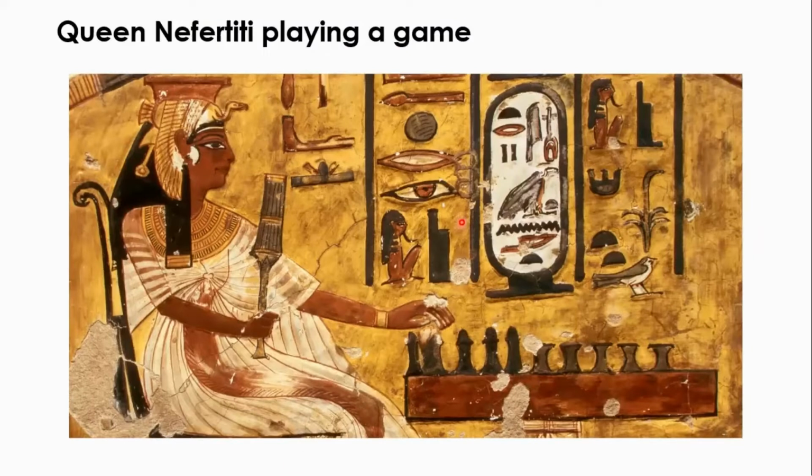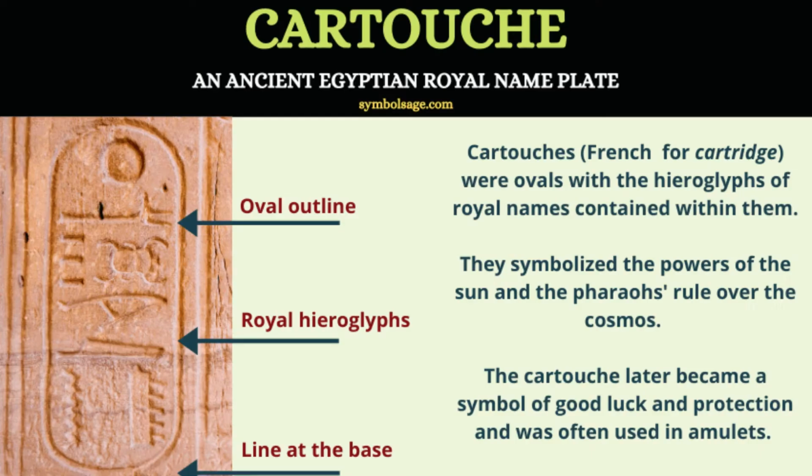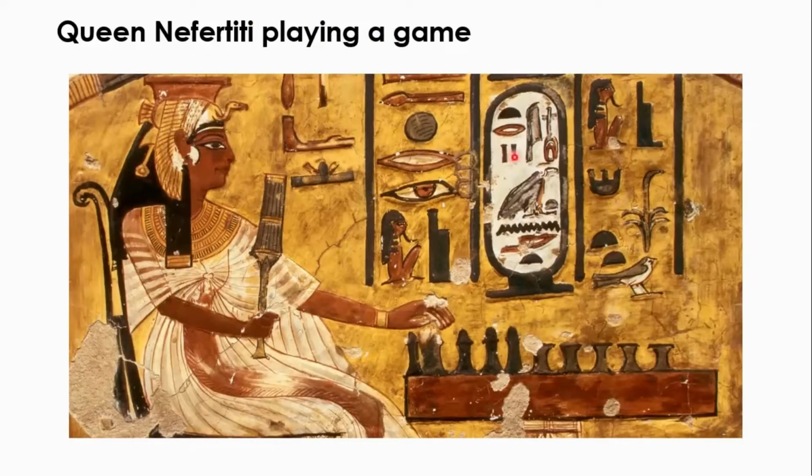This is Queen Nefertiti playing a game. And we can see here, this is a cartouche. And she is playing a game of chess, as we can see here. And they actually did have chess back in ancient Egyptian times.